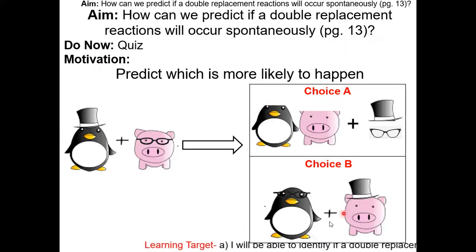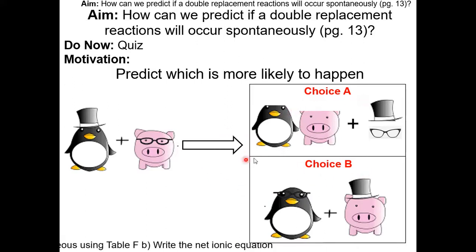Motivation. Here we have an analogy of a double replacement reaction. Predict which is more likely to happen, choice A or choice B. In a double replacement reaction, there's two ways that things can switch, choice A and choice B. In choice A, an accessory and an animal switch places. In choice B, only the accessories switch places.